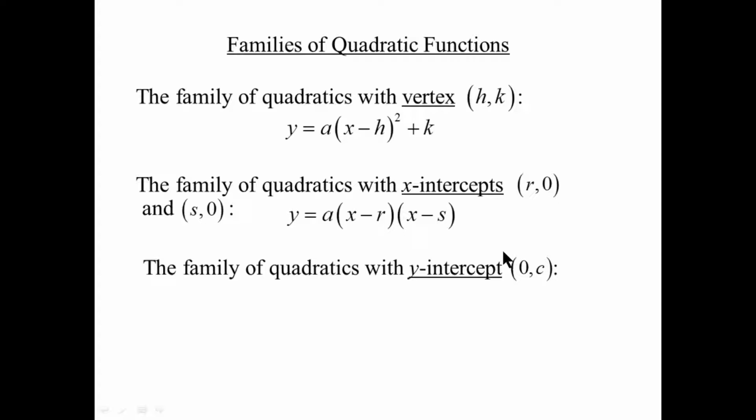And the last family, the family of quadratics with y-intercept (0, c). Notice that the constant term of a polynomial is the y-intercept. This constant term on the end of all the polynomials is the y-intercept. Let's make use of this with some examples so that you can see how these quadratics are organized into these three families.